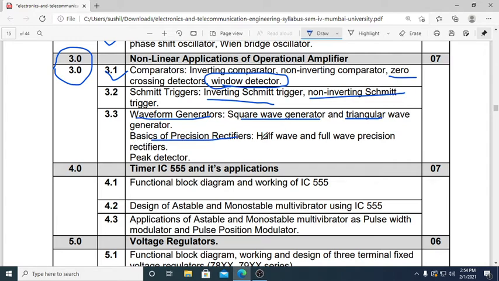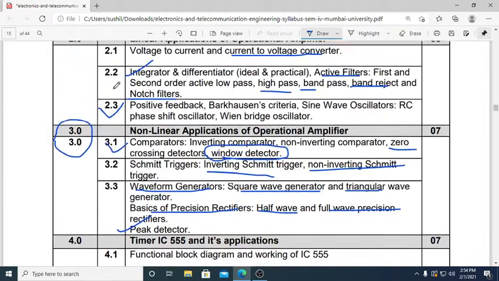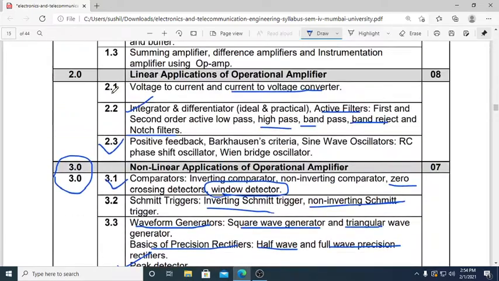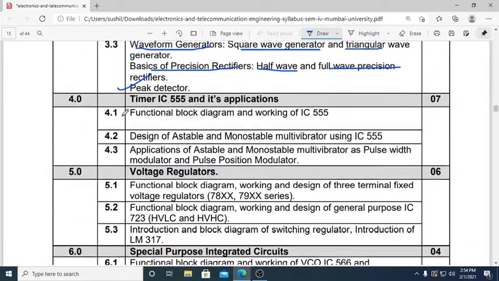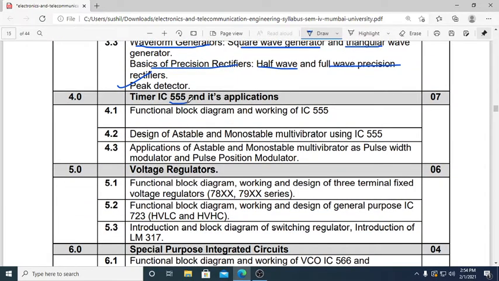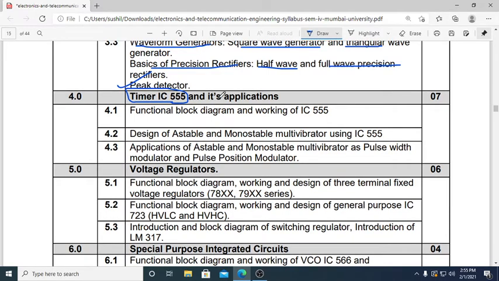In the precision rectifier, half wave and full wave precision rectifier. Then we have to see the peak detector. This is all about the operational amplifier. The second IC introduced is the IC 555. This IC is known as the timer IC. In this one we have to see its functional block diagram and working.